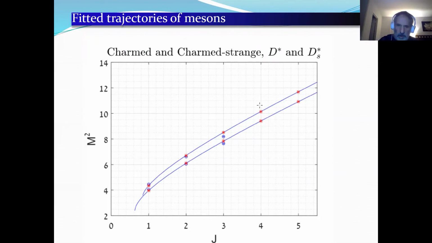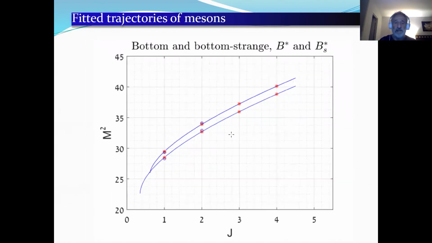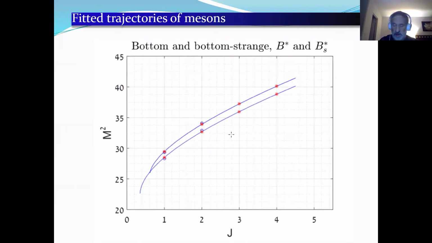It's not always such a good agreement, but it's still a nice fit. So this is the c c-bar J/psi, and these are the heavy quarks, b and also Bs, and all of them work quite well.